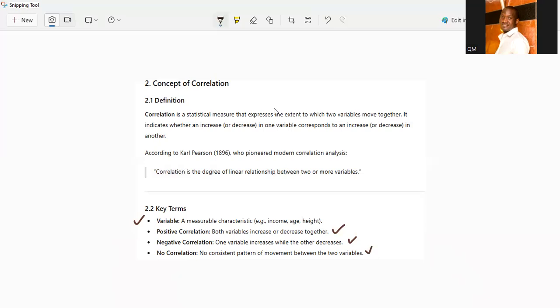Any questions so far? So we'll look at simple correlations. There could be positive relationships or negative relationships, but we understand how to compute X and Y.